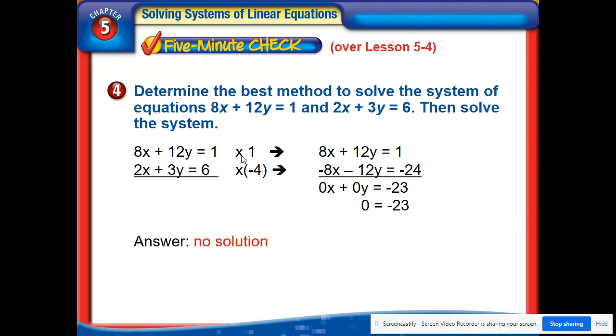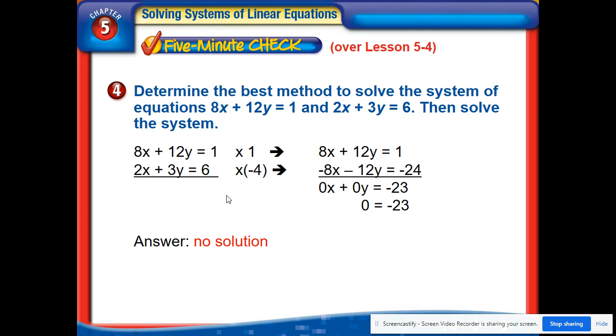The top one I don't have to do anything with, so you could say I multiply by 1. I just rewrote it exactly how it is. The bottom, to get it to be opposite of 8, I have to multiply by negative 4. And notice what happens here. We get negative 8x minus 12y, and both the x's and y's cancel out, leaving me nothing. Over here we get negative 23. Last time I checked, 0 does not equal negative 23. This is no solution. These two lines, if I graph them, would be parallel.